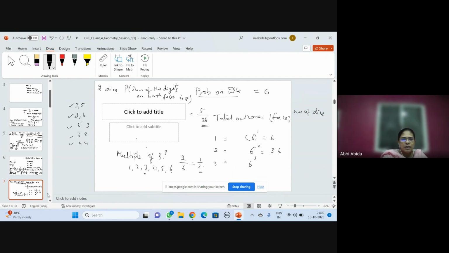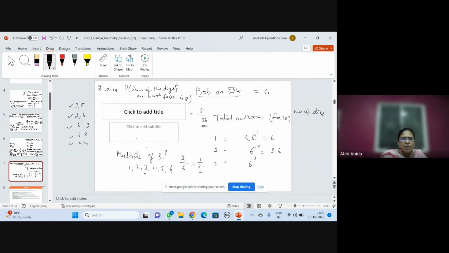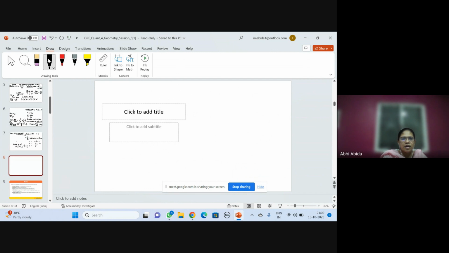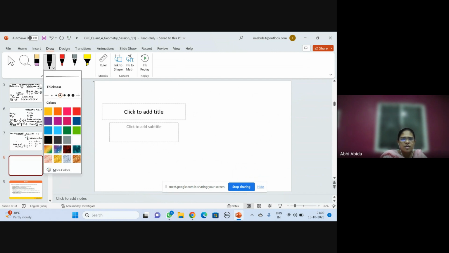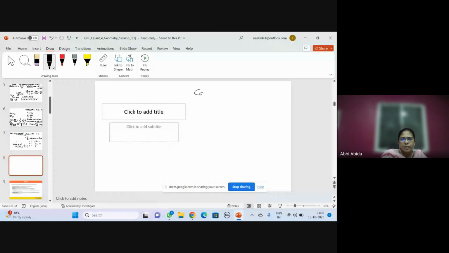Okay. The next thing here will be regarding probability on cards. Whenever we are talking about cards, we should know that a deck of cards contains 52 cards. These 52 cards are divided into red cards and black cards. So there are 26 red cards and 26 black cards in the deck.